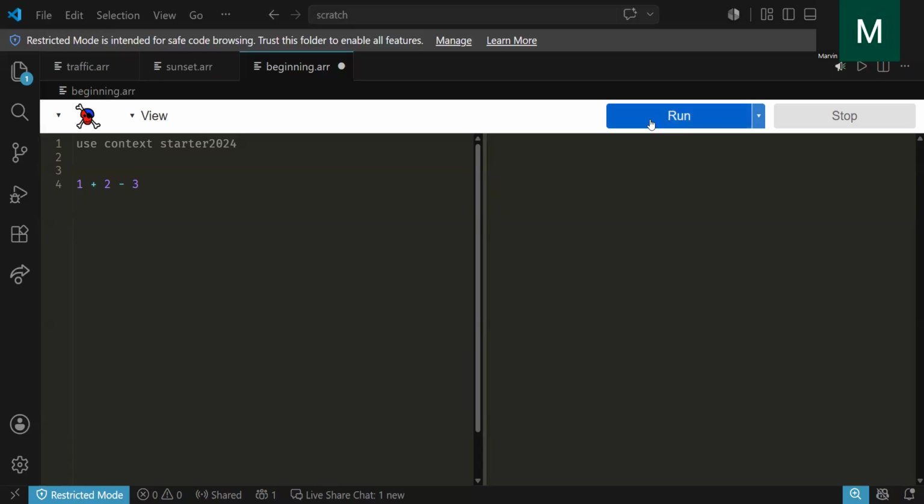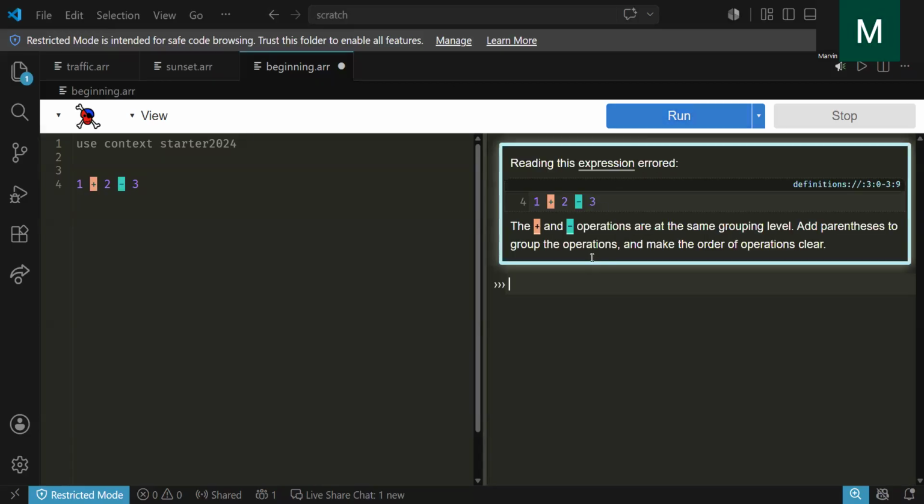Let's see what happens. Okay, what's happening here? Something about the order of operations. What does that mean? Where should I add these parentheses? To group? I don't know.